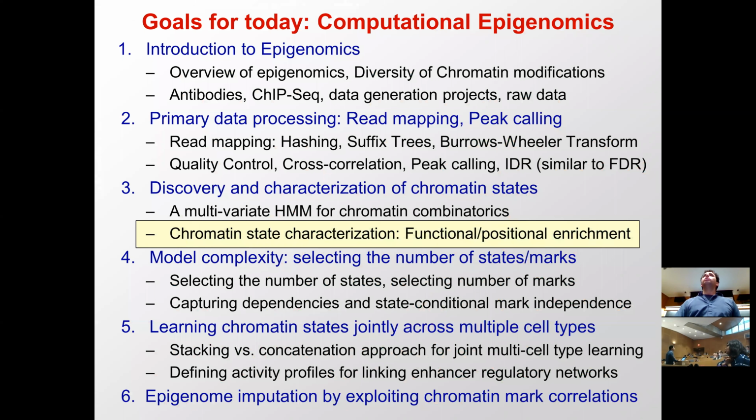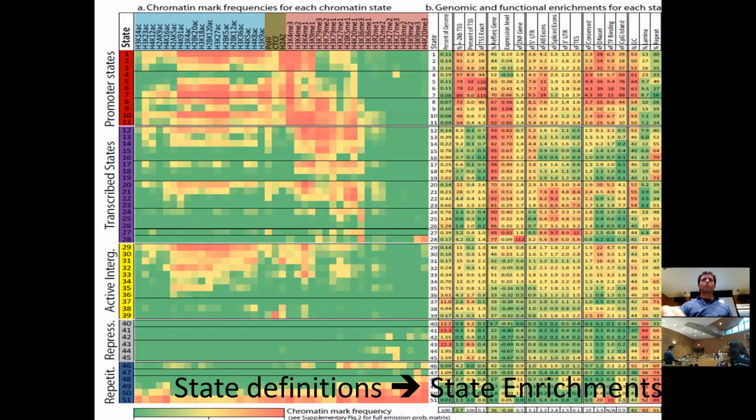So the next challenge is: great, we let that HMM loose. It learned a bunch of chromatin states. How do we annotate the states? How do we know what they mean? So we go from the state definitions to names and properties for these states. And the way we do that is by looking at existing annotations on the genome and then using them to annotate each of the chromatin states.